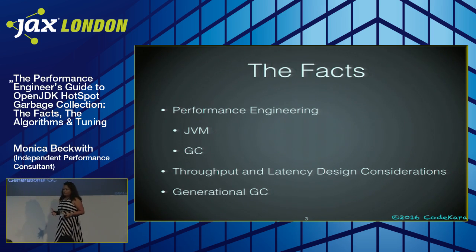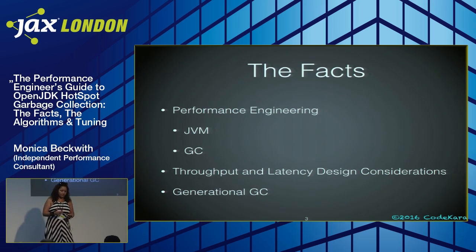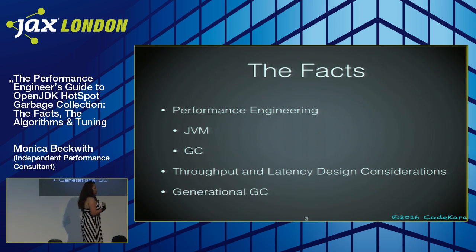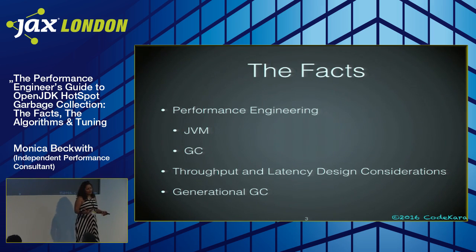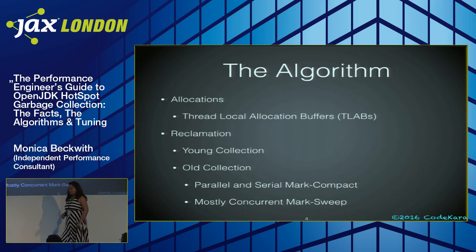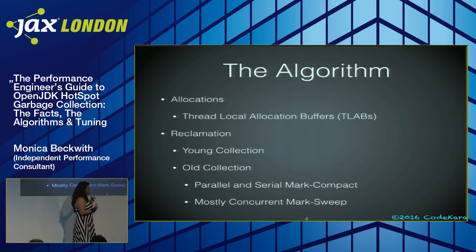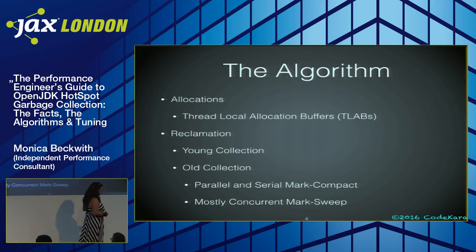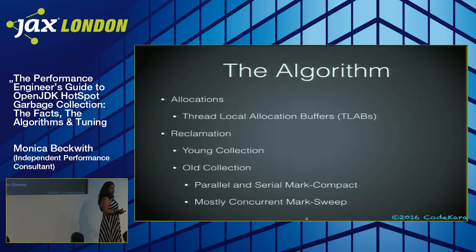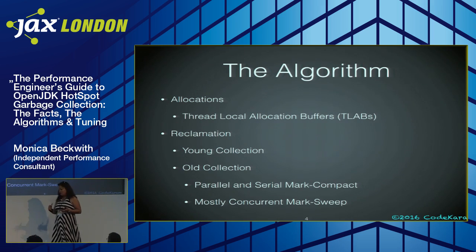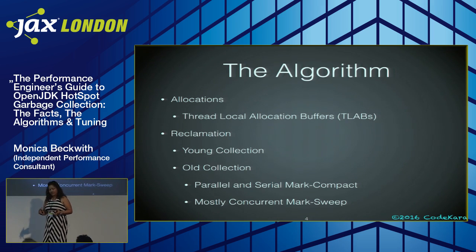And then we'll talk about generational GC. All garbage collectors in OpenJDK HotSpot are generational. So we'll talk about what it means to be generational and establish some facts. Next, we'll dive into the algorithms. Now we know about the generational GC, so we'll talk about how the allocations happen. There is something known as the thread local allocation buffer, which is also known as the fast path allocation area, and there are other names. What that does is enable each thread to allocate lock-free. And we'll talk more about that too.